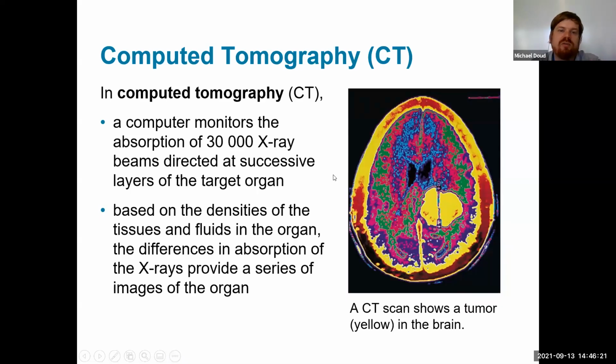Now, there's also a CT scan, which is what's called a computed tomography scan. This is basically where you use a bunch of X-ray beams at whichever layer of the tissue or organ it is that you're looking at. And you can do a cross section, for example. That's what we're looking at here of the brain. Based on the densities of the tissues and fluids in the organ, you can show different densities, and you can see abnormal tissues in the scan. For example, we can see this big tumor in a patient's brain from the CT scan.